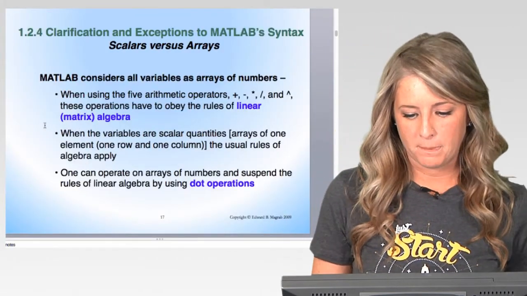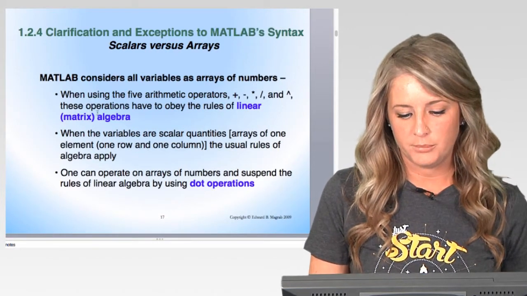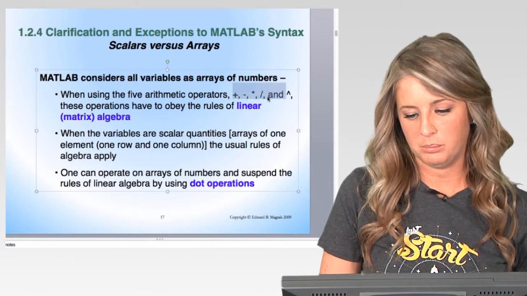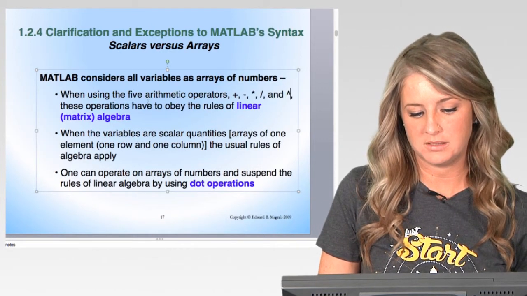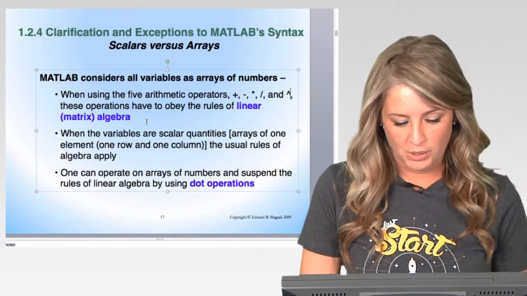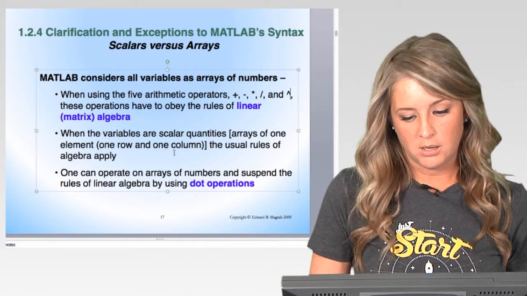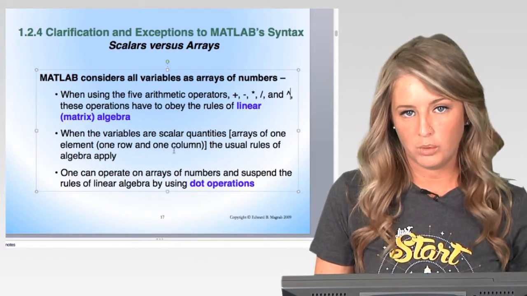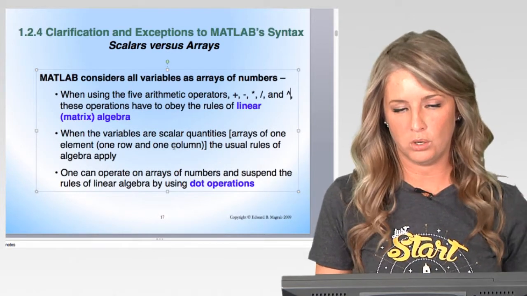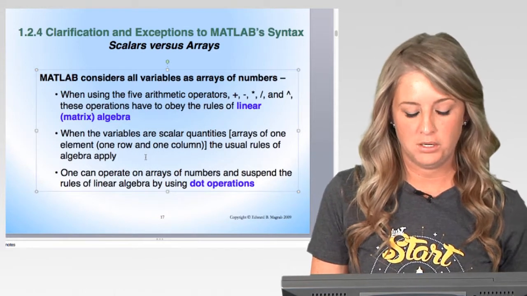So MATLAB considers all variables as arrays of numbers. You're using the 5 arithmetic operators. Again, we just discussed what those are in the previous slide, showing examples of these in use. But they must obey the rules of linear algebra. When the variables are scalar quantities, meaning that they just have one row and one column, again, something like x equals 5, 5 is one row, one column in MATLAB.